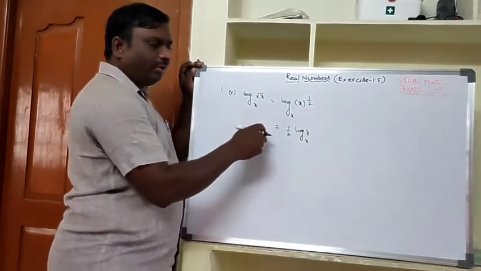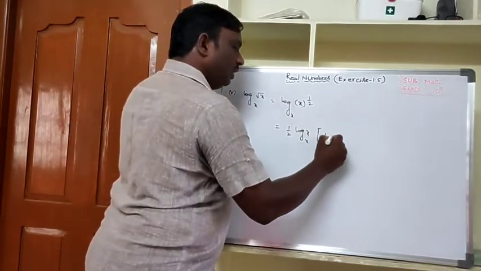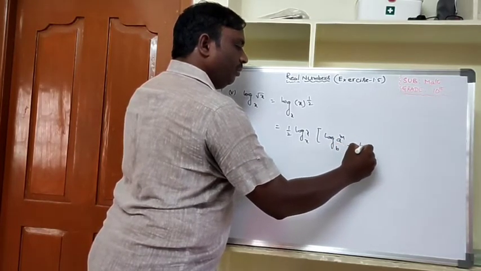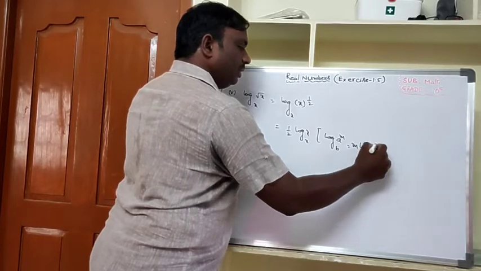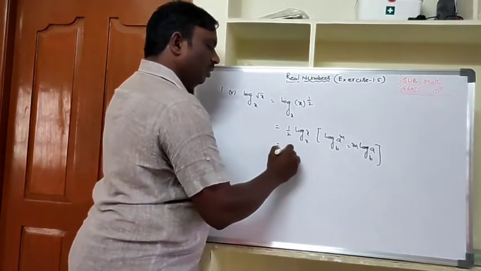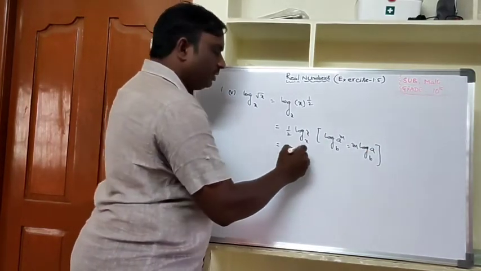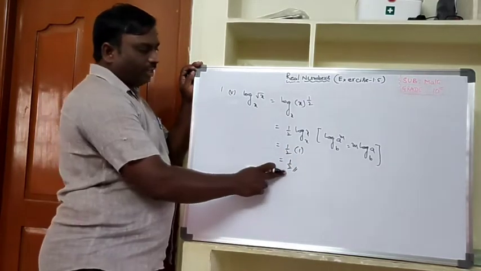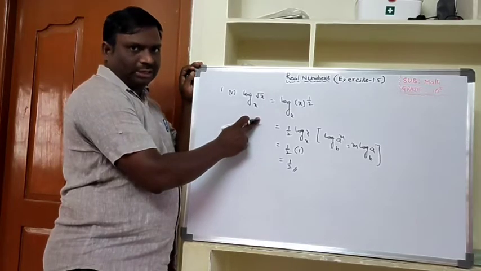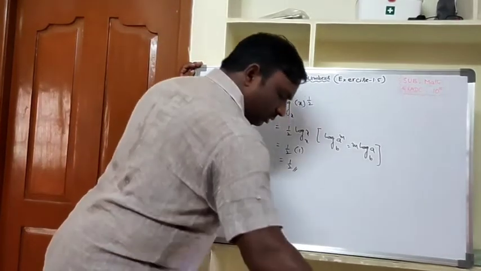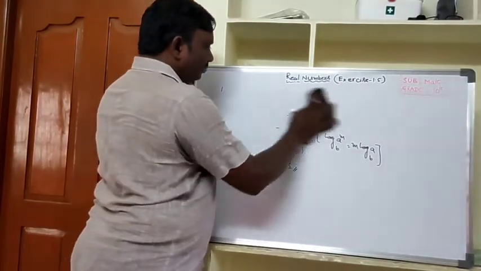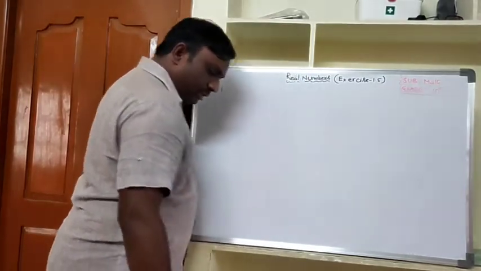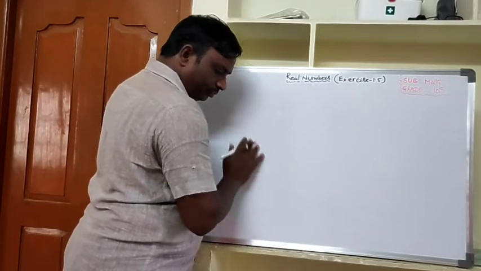How I wrote 1 by 2 here, that is the power rule. Log a power m base b equals m into log a base b. So 1 by 2 into, both base value and log value are the same, that is 1 by 2. That is the fifth question. This is the 1 by 2 value for log root x base x. Similarly, sixth question, seventh question you can do, and the eighth question I will explain.